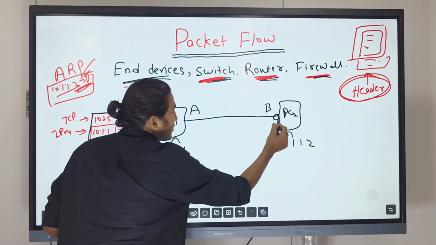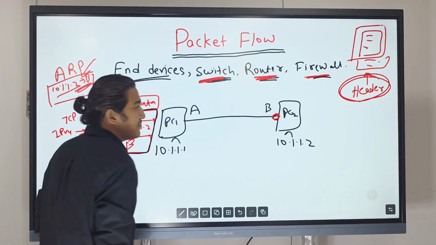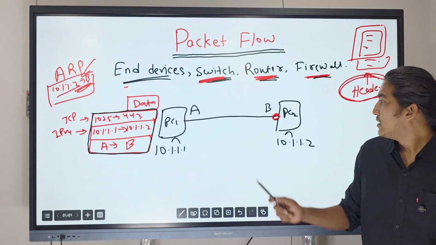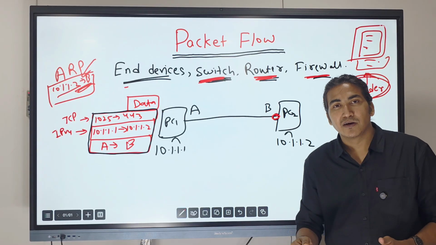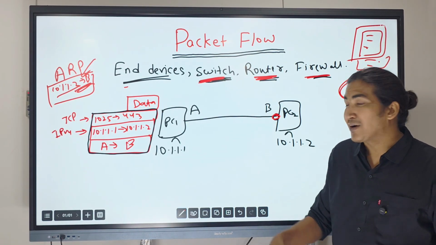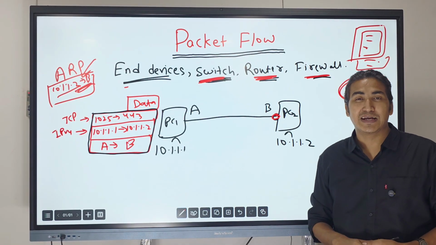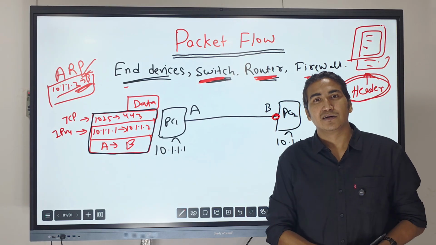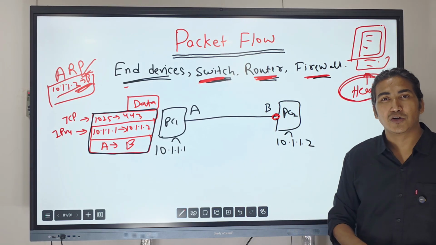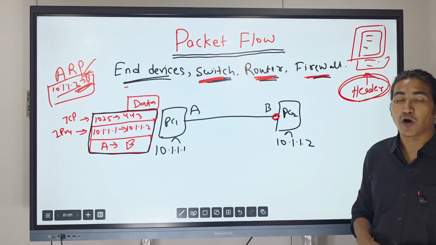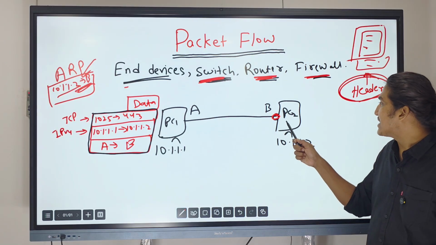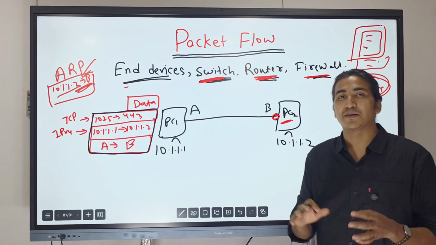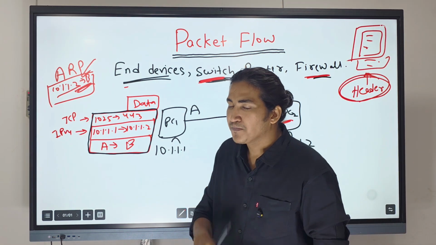PC2 will receive the traffic on this interface at layer 1, at the physical layer. Then the physical layer will convert it from bits to a frame and hand it over to the data link layer. The data link layer is going to match the destination MAC address. Is the destination MAC address B or not? Is it my MAC address or not? If the destination MAC address is the MAC address of PC2, it will accept the traffic. Otherwise, it will discard it.